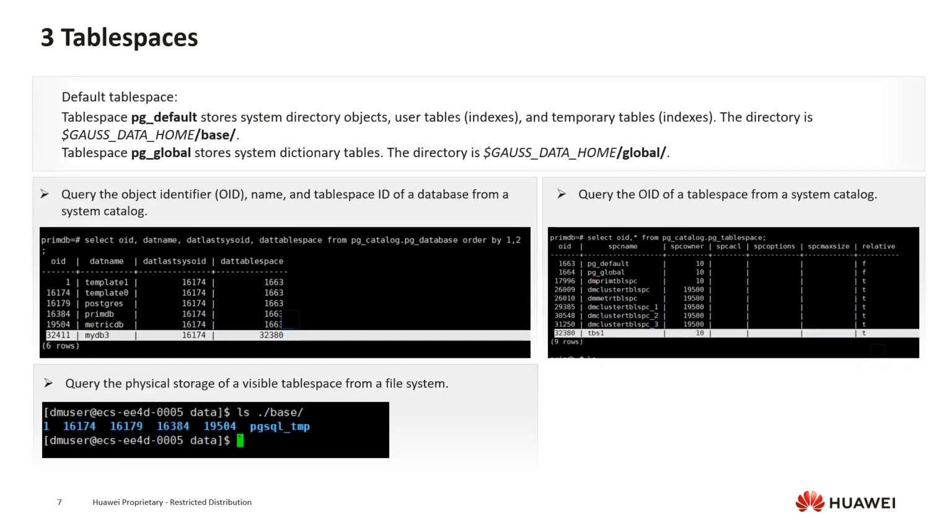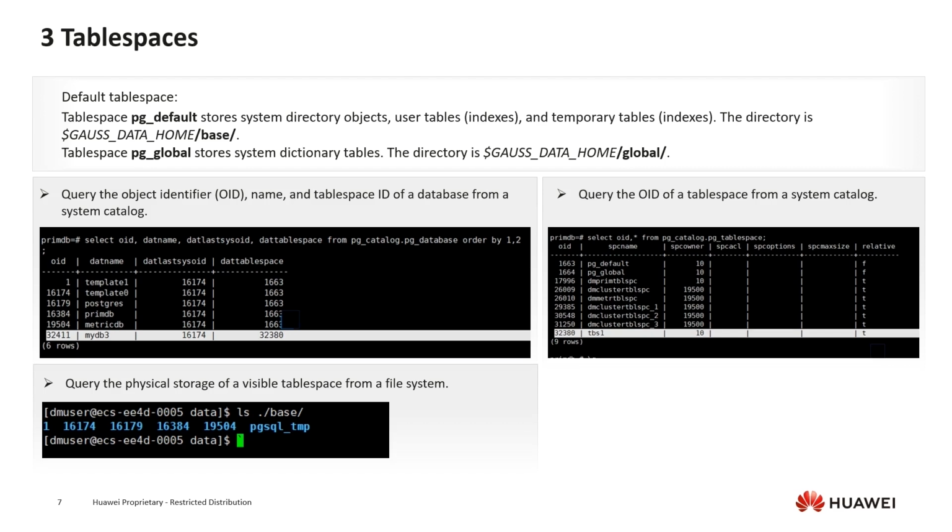After GaussDB is deployed, there are two default tablespaces, pg_default and pg_global. pg_default stores general system objects. It is the default tablespace for storing user tables, indexes, temporary tables, and temporary indexes. pg_global stores system dictionary tables. If you do not specify a tablespace, the data files will be stored in pg_default.